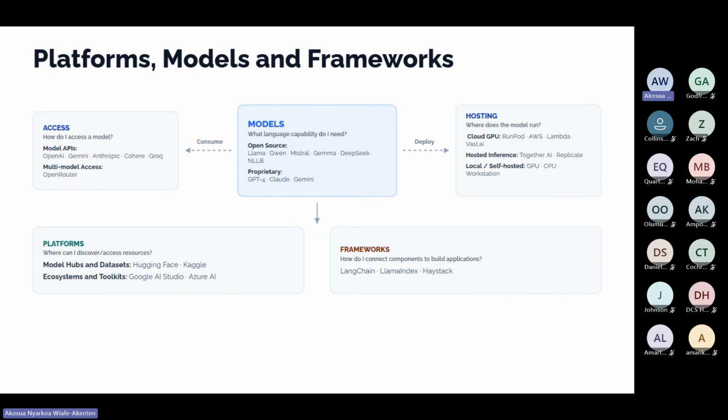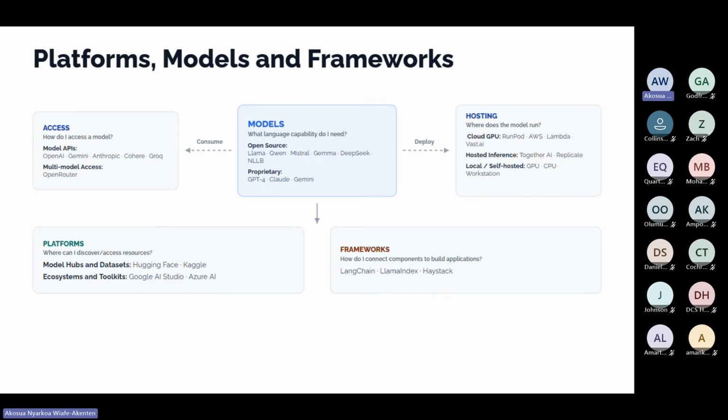One common way you can access these models is using an API. So we have providers such as OpenAI, Google, Anthropic, Grok. All of these providers provide access to models through APIs. And this comes in handy for proprietary models.